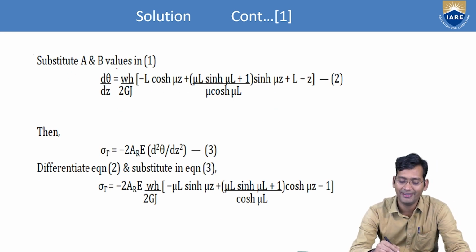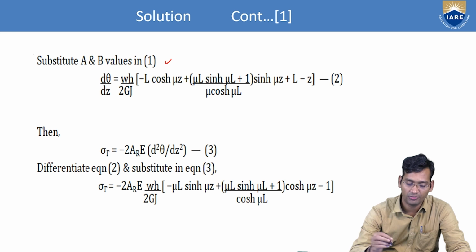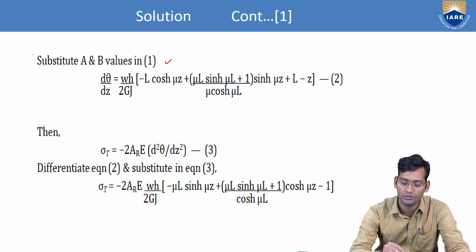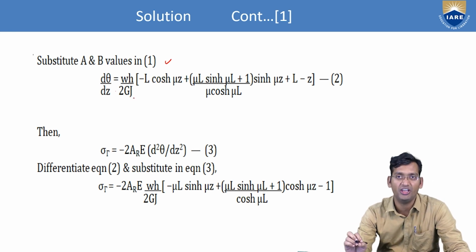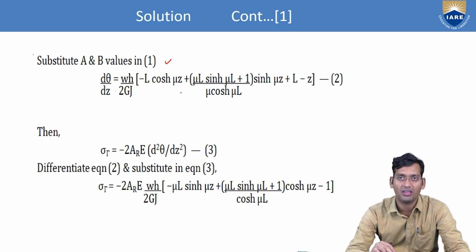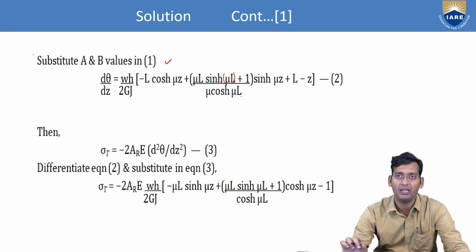So just here, substituting A and B values in equation 1. After substituting, what we will get? dθ/dz equals WH by 2GJ into minus L cosh μz plus μL sinh μL plus 1, this is the argument, μL plus 1 by μ cosh μL into sinh μz plus L minus z. So after substituting the values of A and B, we got this as the rate of twist, right?